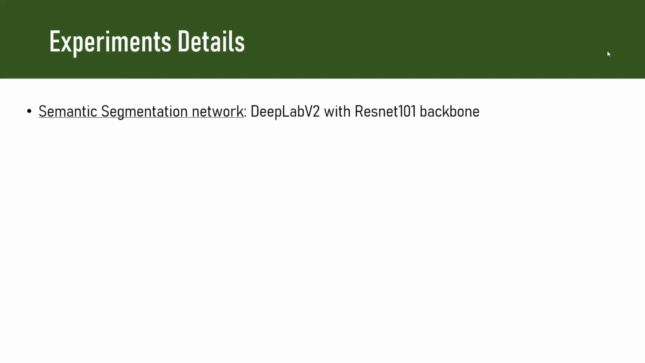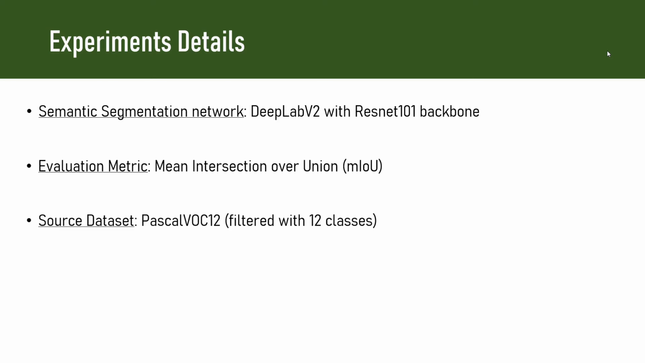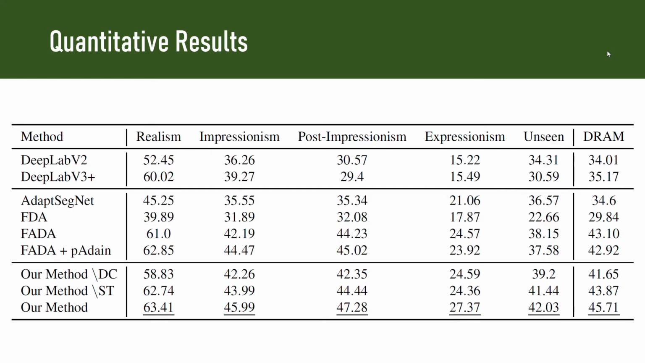We chose the segmentation network named DeepLab V2 with the ResNet 101 backbone. Our evaluation metric is the mean intersection over union, and the source dataset is Pascal VOC 12 after being filtered to have only the 12 classes used by DRUM. Our target dataset is of course DRUM.